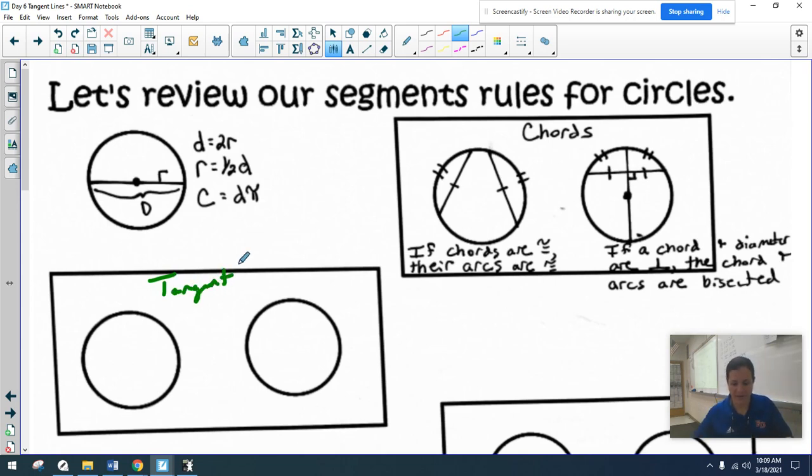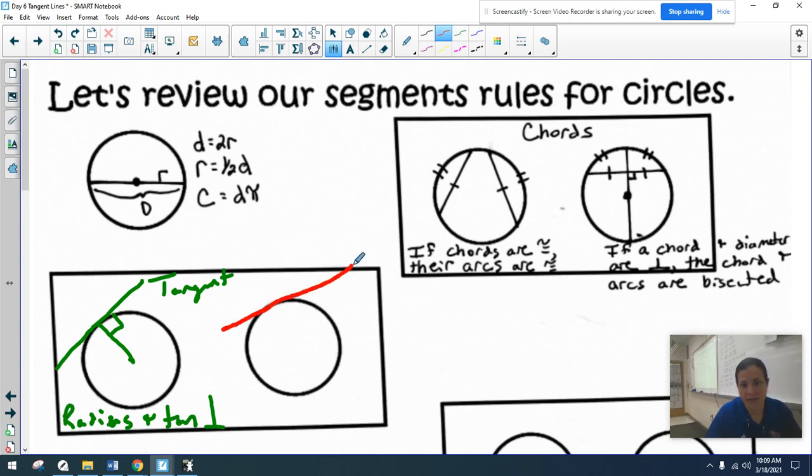The two things I wanted to add for tangents were the ones on the outside and the 90-degree angle. So the one I did was this tangent coming from the center of the circle, and that's going to make a 90-degree angle. So let's add that one today. Radius and tangent are perpendicular.